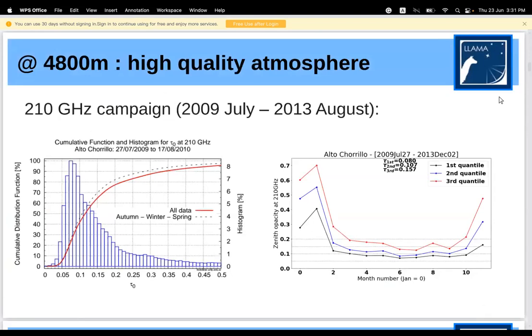Let me talk a little bit about the weather first. As I said, it's a 4,800 meter elevation place, and after five years of site testing, we came up with these opacities, this is the number of the month. You can see that the opacities for the first quartile are really low. It's comparable with the best sites on Earth, like Hawaii, Baja California, San Pedro Martir, and the Canary Islands.